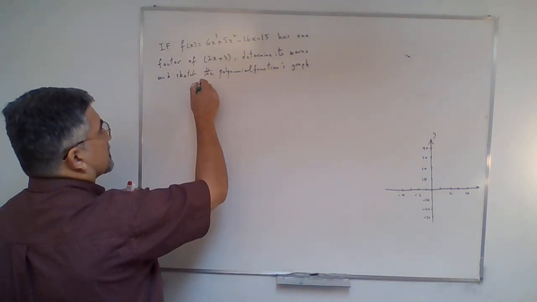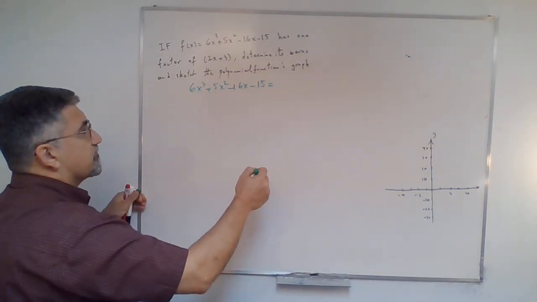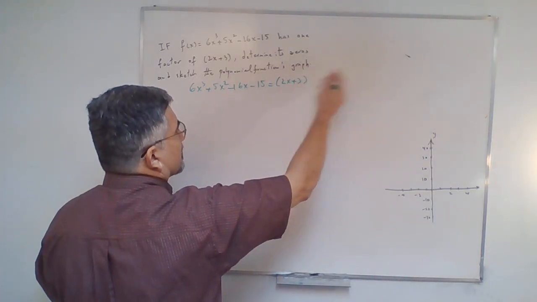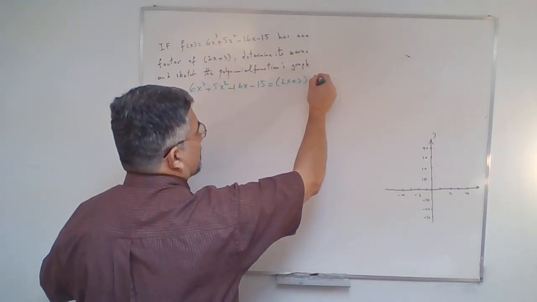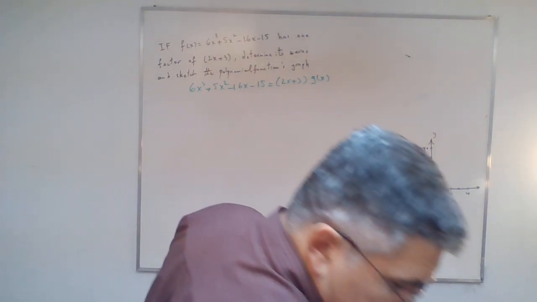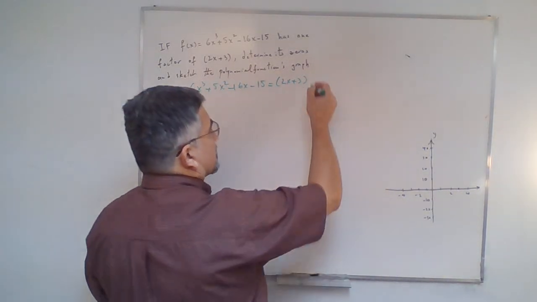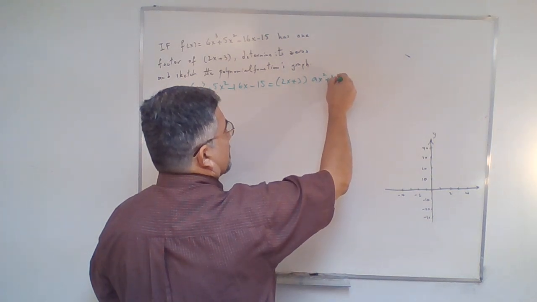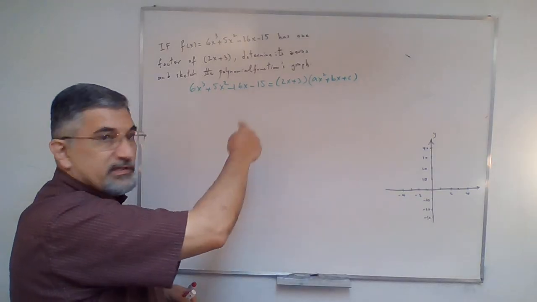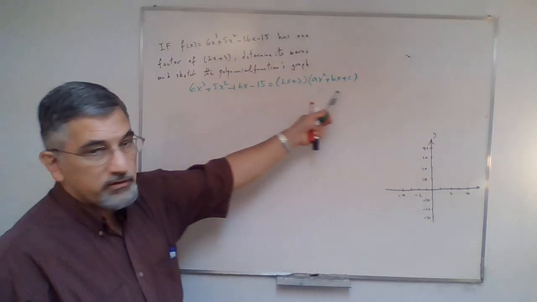So we have 6x cubed plus 5x squared minus 16x minus 15, and this is equal to 2x plus 3 times some other expression, some other quadratic expression, g of x. I can in fact write a quadratic expression here, ax squared plus bx plus c, because when you multiply a quadratic expression by a linear expression, you end up with a cubic expression. So the thing is that we don't know what that is.